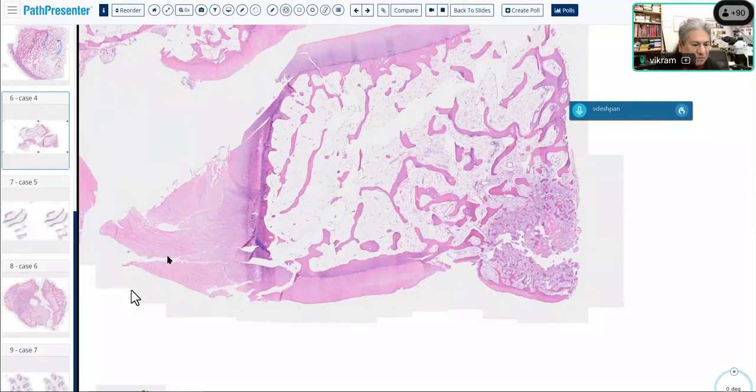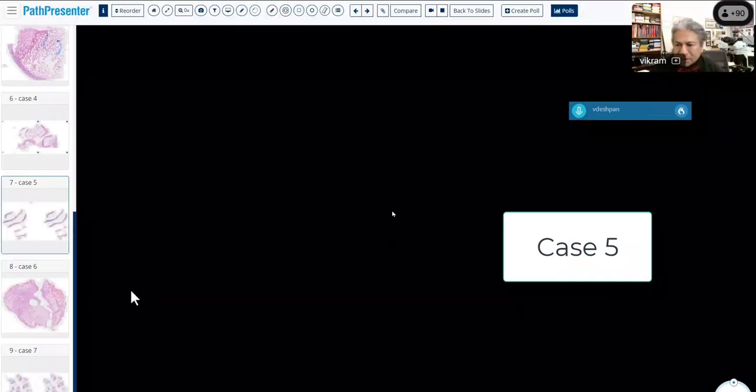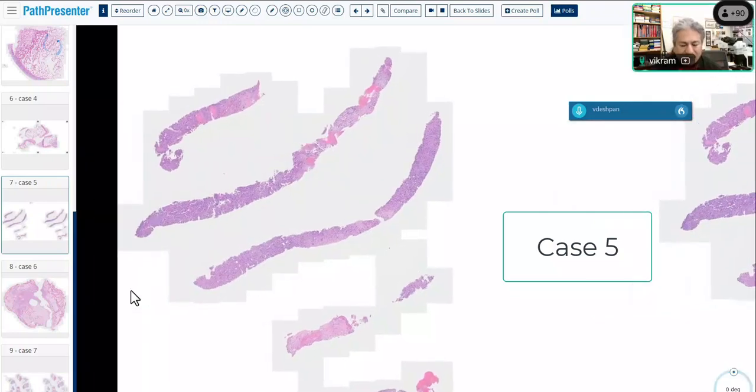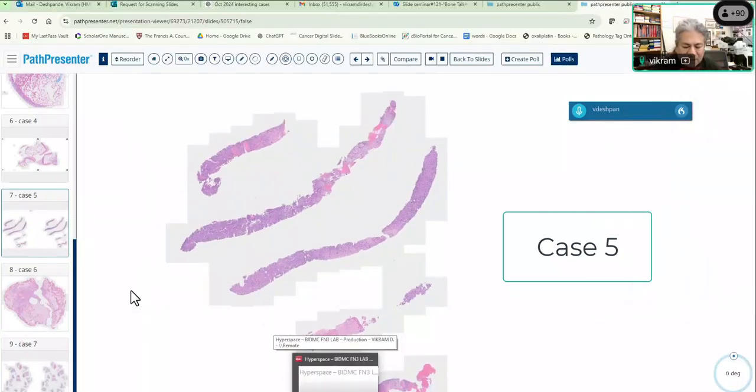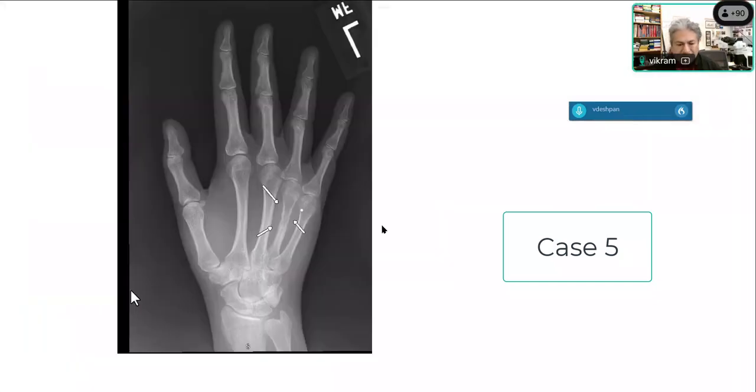Okay, let's go to a more challenging case. Let's go to case 5. Okay, here we go. For case 5, I have imaging. So this is a very recent case. It was somewhat troublesome. I think this was a middle-aged man or woman.